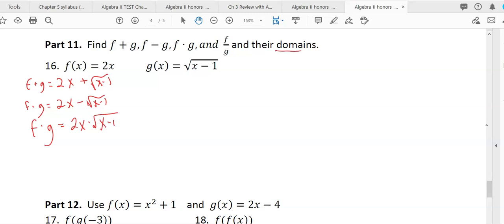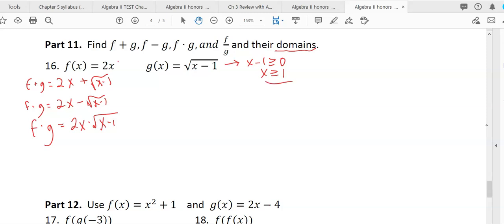So it also mentions their domain. So what are the domains of these two functions? The domain of this first function is all reals. The domain of this one, let's just kind of figure that one out off to the side here. So that would be x minus 1 greater than or equal to 0. So x is greater than or equal to 1 when you solve that. So when you meld those two ideas together, all reals and x greater than or equal to 1, you get x greater than or equal to 1.